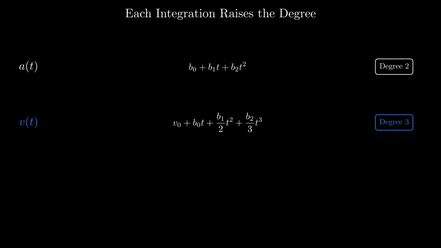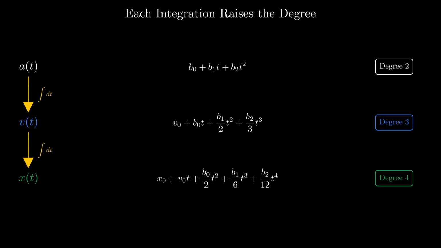Compare the three functions side by side. Acceleration has terms up to t squared, degree 2. Velocity reaches t cubed, degree 3. Position reaches t to the 4th, degree 4. Each coefficient migrates through the chain, gaining 1 power of t and an accumulating denominator at each step.